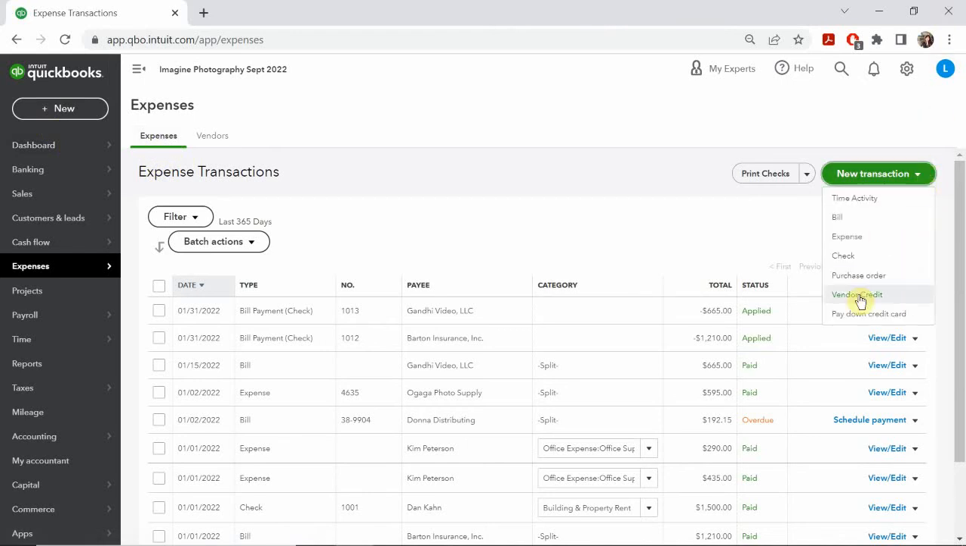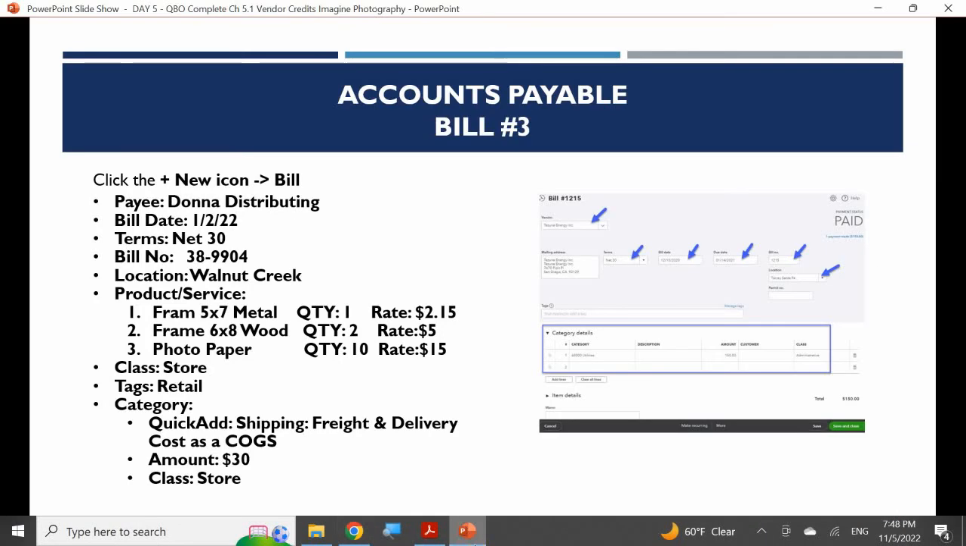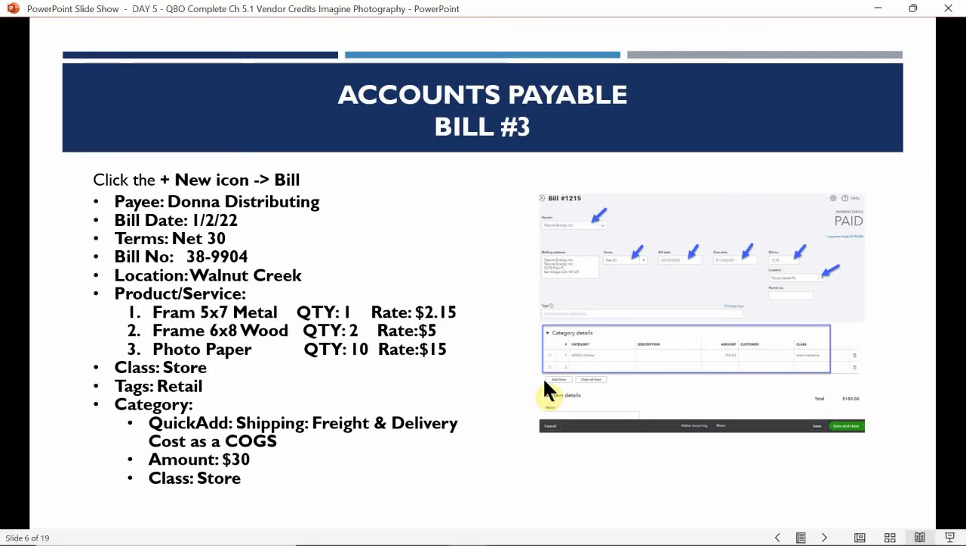This one tells us that we will be receiving a vendor credit from Donna Distributing. If you remember from the previous lesson, we didn't pay Donna Distributing because we want to make sure that we apply the credit to the bill first and then pay it off.